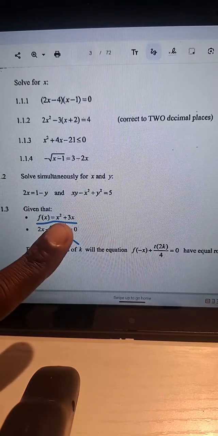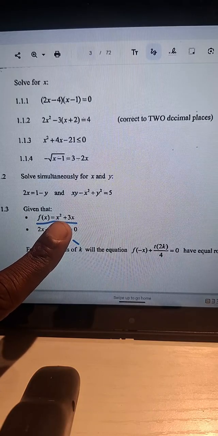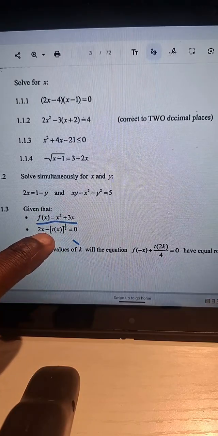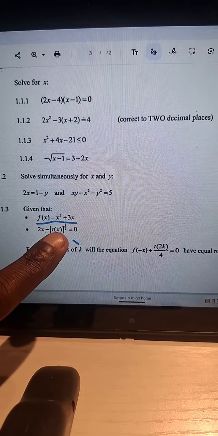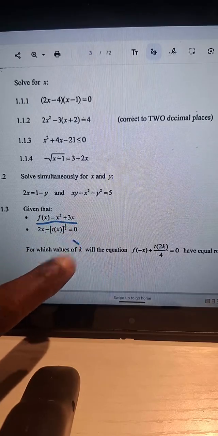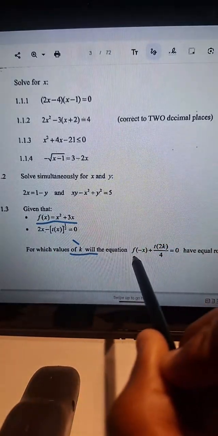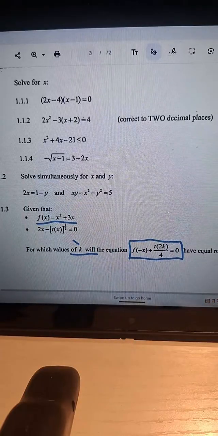Then f of x is equal to x squared plus 3x. That is a function. Okay, and what type of function is it? Because it's x squared plus 3x, it's a parabola. Then we have 2x minus the square brackets of t of x, all raised to the power half, is equal to 0. Then they are saying for which values of k will this equation, see the setup of this equation?